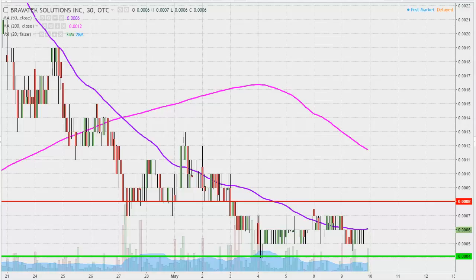0004 key level of support, 0008 key level of resistance. So we'll just sit back and see what happens.